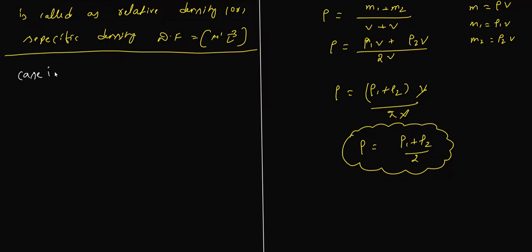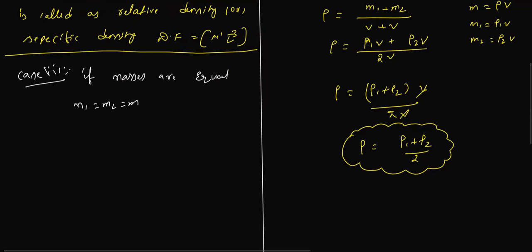In case 2, what we are choosing here means the masses are equal. If masses are equal, what can we write here? M1 equals M2, which equals M. So again, let me write the same formula here.